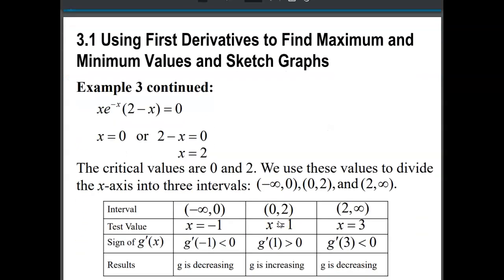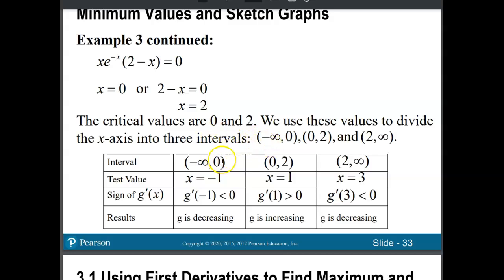Use those values to divide up your number line. If you plotted those on a number line, you've got the left of 0, in between, and then the right of 2. A test point in each space plugs into the first derivative. This was the derivative. So if I plug a negative 1 in for x, that's a positive number times a negative 1 and then times a positive number, so we're going to get a negative. So g prime with negative 1 plugged in is less than 0. That's just like putting a negative sign there.